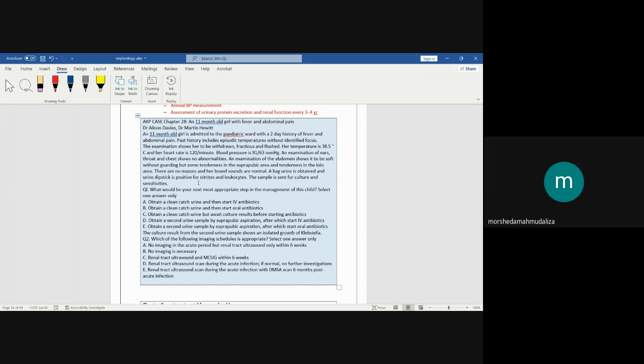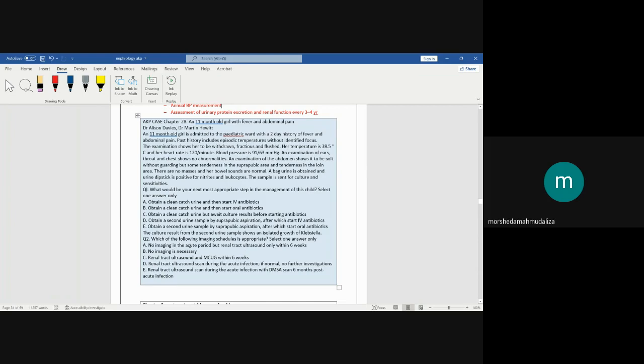So two things here: how we will take the urine, and what antibiotics we will give, oral or IV. These two things we discuss here, and you should go through the case book, where they are discussed as a whole with UTI. Okay. Then, which of the following imaging schedules is appropriate? Select one answer only. So now, imaging schedule, you understand what importance it has.